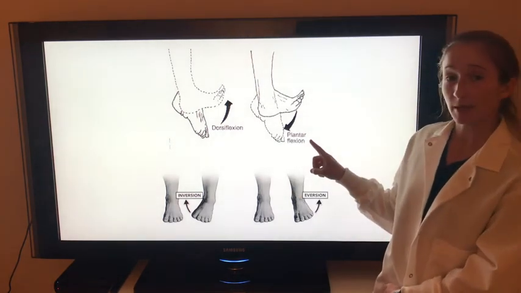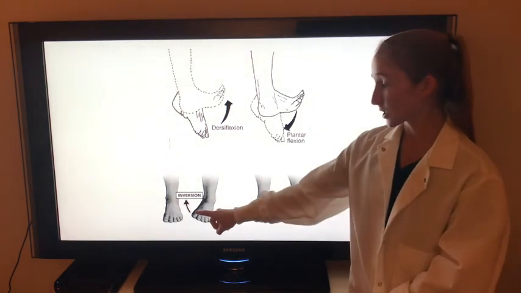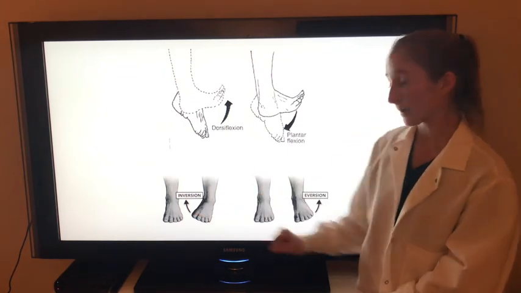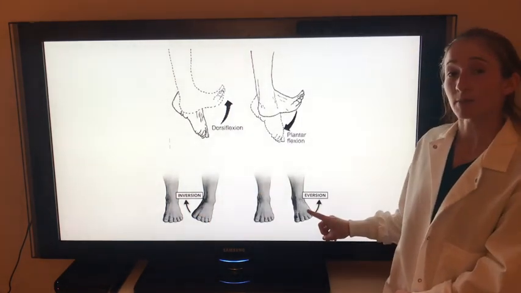Plantar flexion is limited by the anterior joint capsule. Inversion of the foot is limited by the lateral joint capsule, and eversion of the foot is limited by the medial joint capsule.